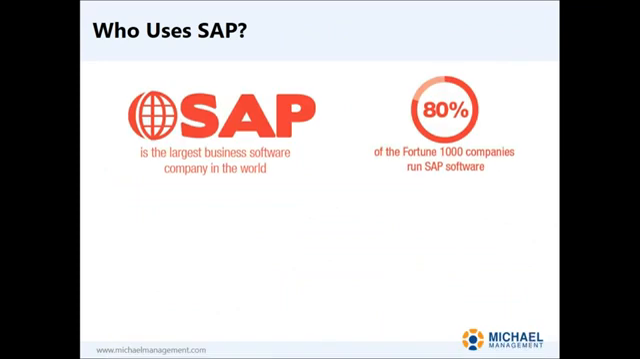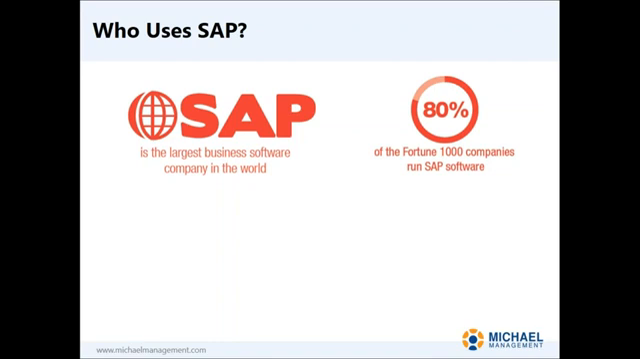So when we talk about who actually uses SAP or what is SAP, SAP is a company. It's the largest business software company in the world. Not a lot of people realize that. But yeah, so when it comes to business software, SAP is the worldwide leader in it. In fact, 80% of the Fortune 1000 companies run SAP software. And I just read another study the other day that said 87% of the global 2000 companies run SAP software. So in fact, that's just about every large business in the world runs SAP software, or there's an 87% chance that they run SAP software.